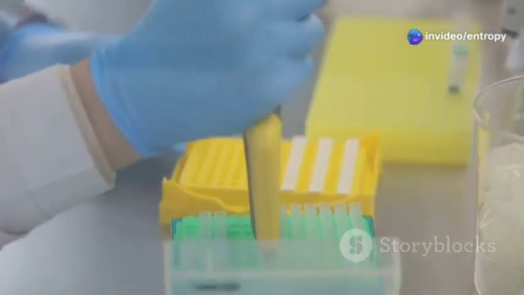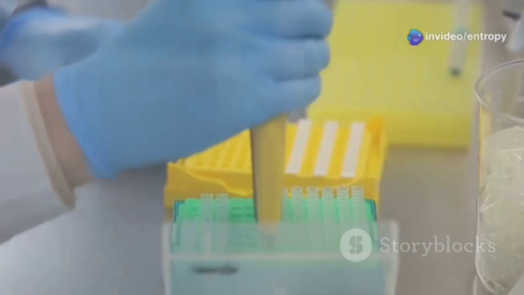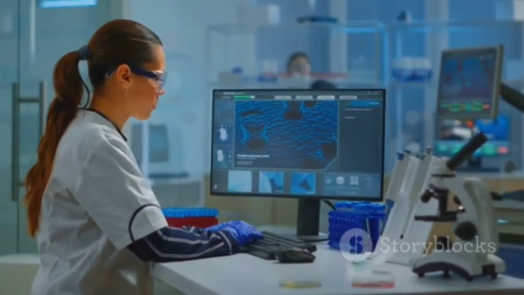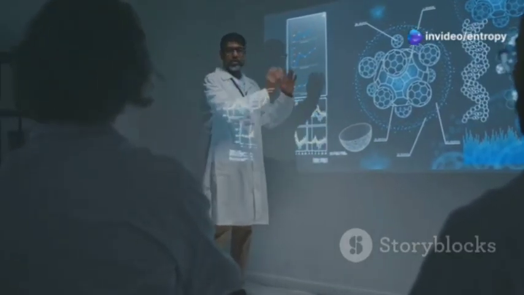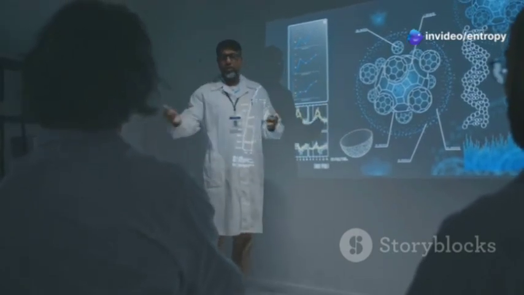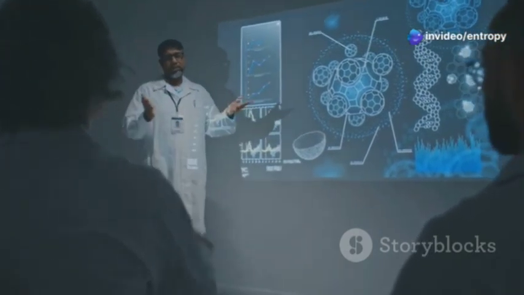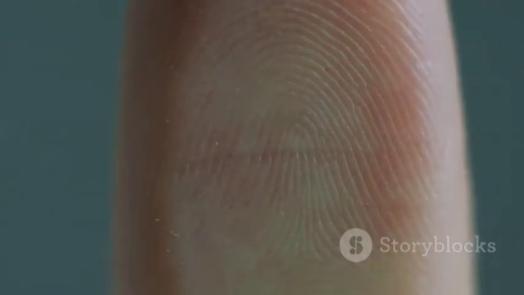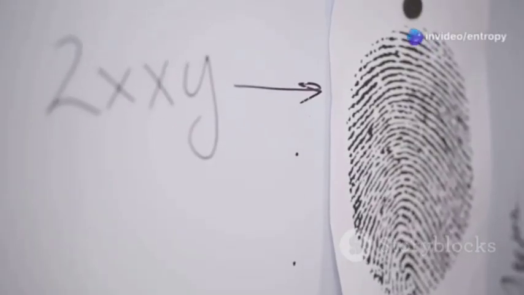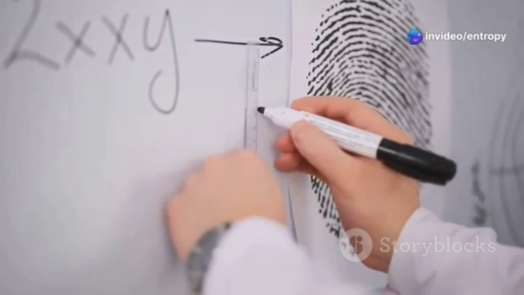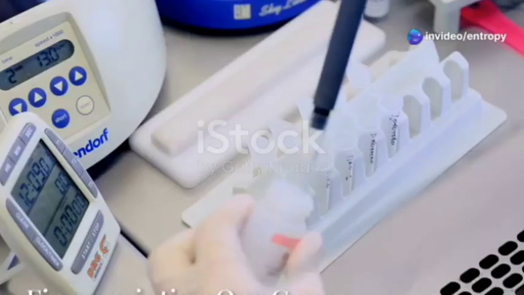STRs are short sequences of DNA that are repeated a variable number of times in different individuals. For example, one person might have 5 repeats of a particular STR, while another person might have 10 repeats. By analyzing multiple STRs across a person's DNA, scientists can create a DNA profile, which is a unique genetic fingerprint. Think of it like this. If you were to compare the fingerprints of everyone on Earth, you wouldn't find 2 that are exactly alike. Similarly, no 2 individuals, except for identical twins, have the exact same DNA fingerprint.